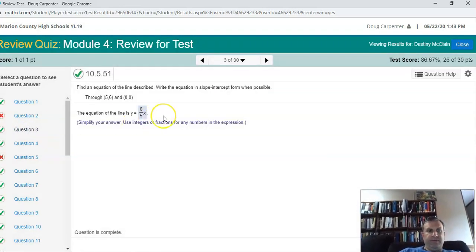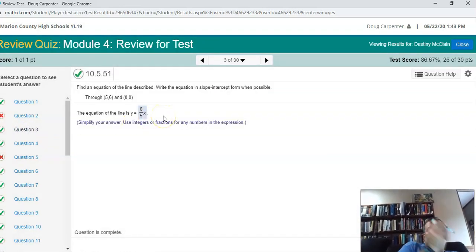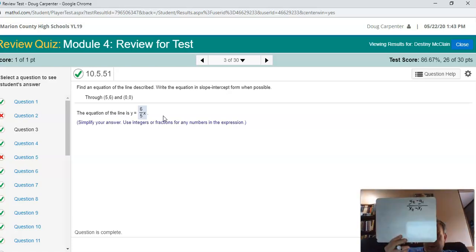Question 3. They want us to be able to write the equation. Whenever you see 2 points like this, you always know I'm going to have to find slope. That's in a lot of these. So think, there are 2 points. And again, what's our slope equation? y2 minus y1 over x2 minus x1. Yum yums on top of the picnic table.